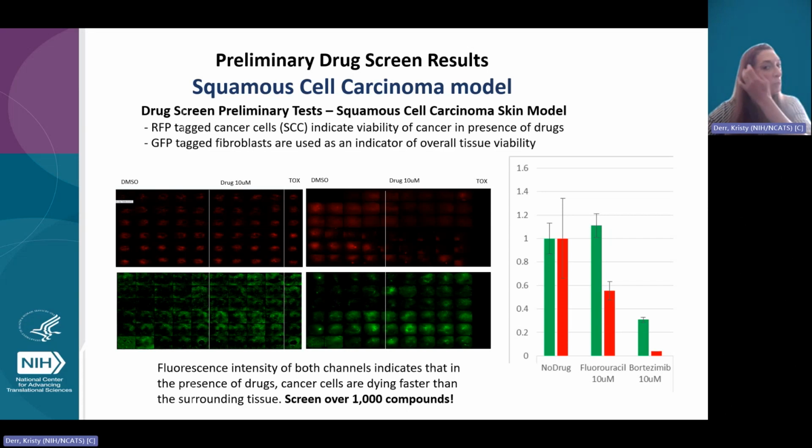Yeah, these screens will be pending publication. We did a huge melanoma high throughput screen and a huge squamous cell carcinoma drug screen as well.